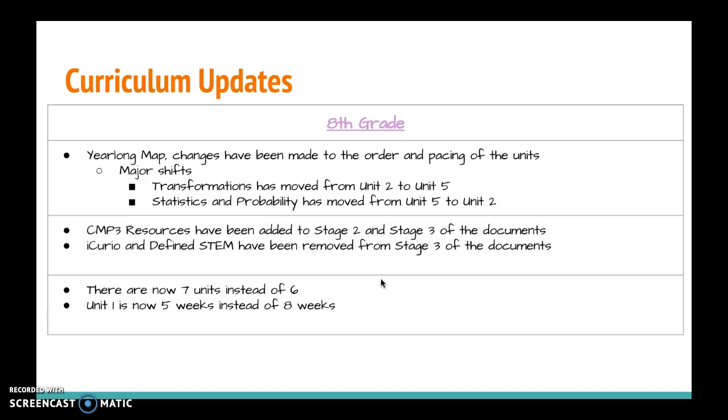The year-long map, changes have been made to the order and the pacing of the units. The major shifts for this were transformations has moved from Unit 2 to Unit 5. Statistics and probability has moved from Unit 5 to Unit 2.